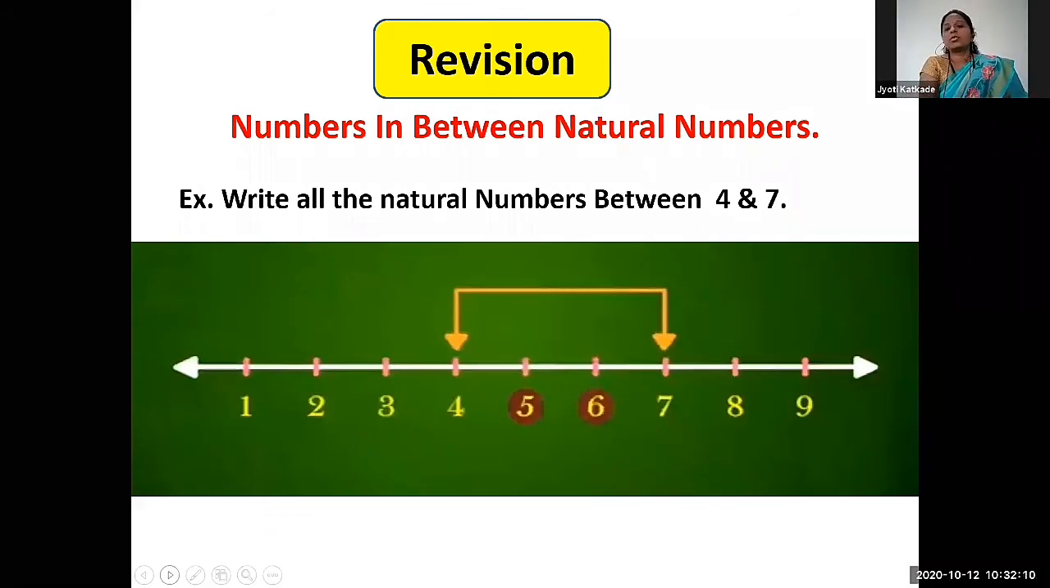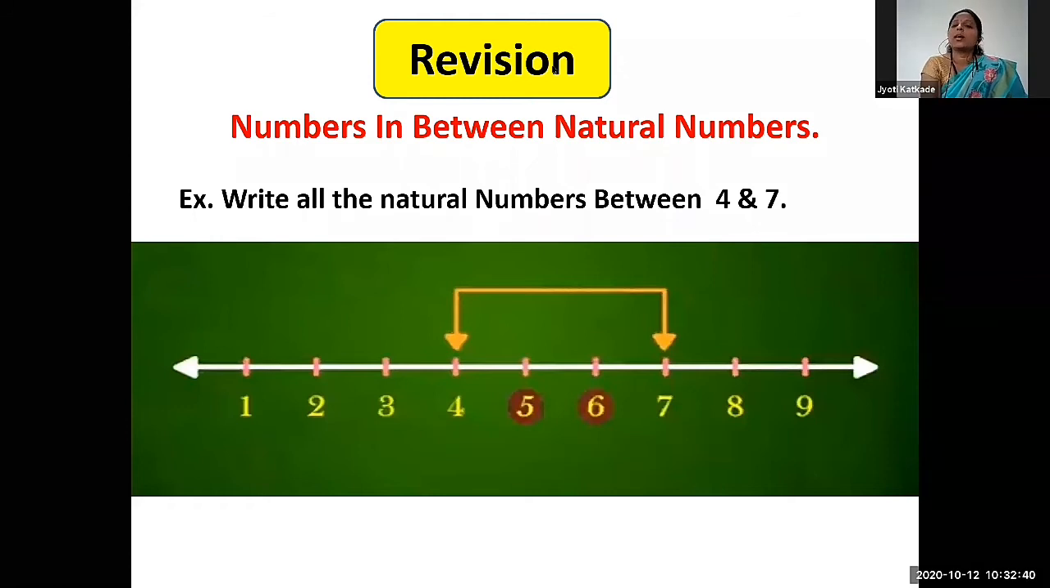We have studied this topic, numbers in between rational numbers. First is numbers in between natural numbers. See the example: write all the natural numbers between 4 and 7. On the number line, in between 4 and 7, which numbers are there? That is 5 and 6. These numbers are in between 4 and 7.